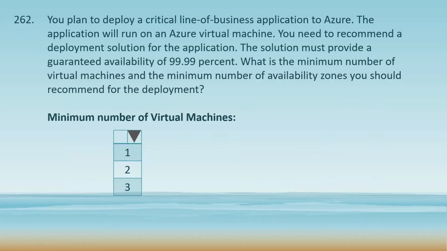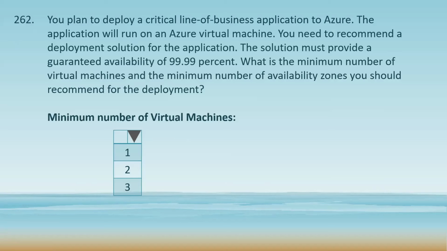Question number 260. You plan to deploy a critical line of business application to Azure. The application will run on an Azure virtual machine. You need to recommend a deployment solution for the application. The solution must provide a guaranteed availability of 99.99%. What is the minimum number of virtual machines and the minimum number of availability zones you should recommend for this deployment? And the first part of the question talks about minimum number of virtual machines.